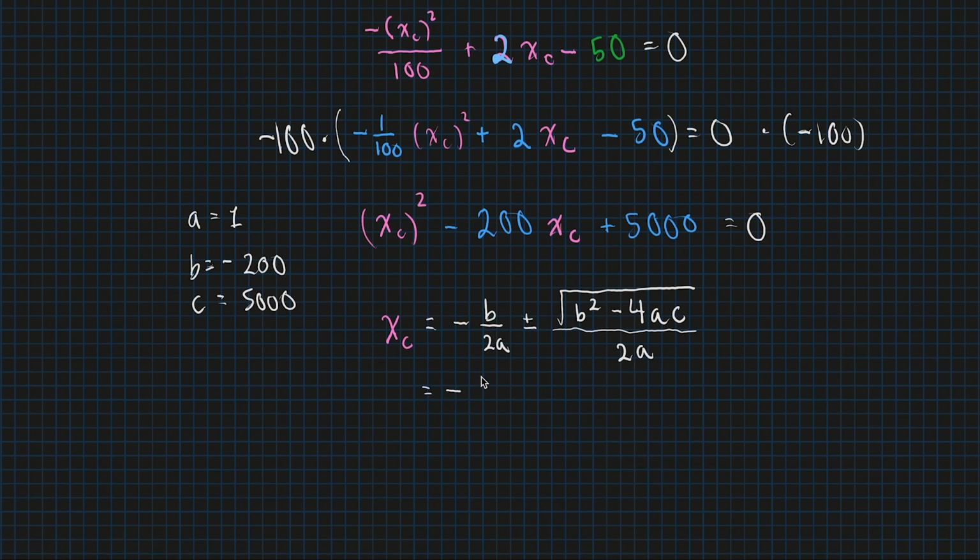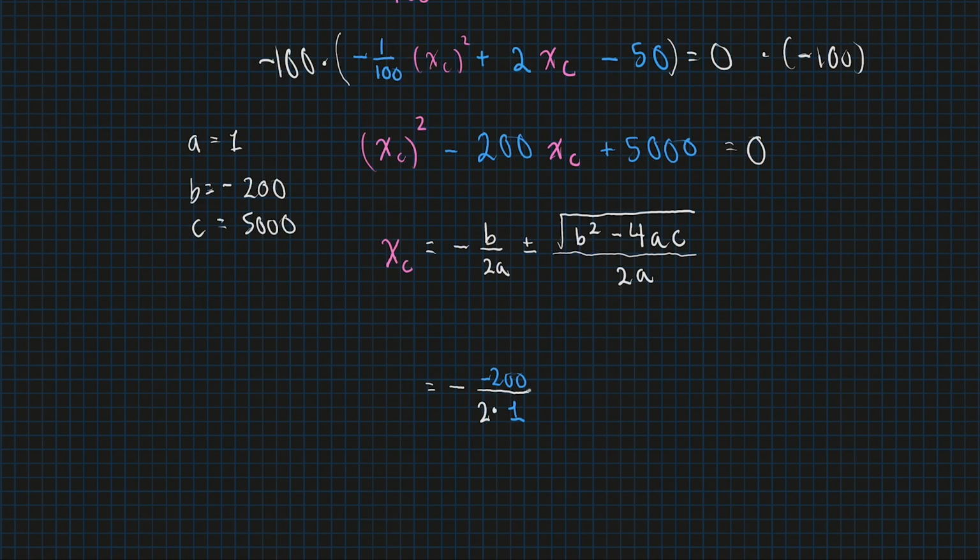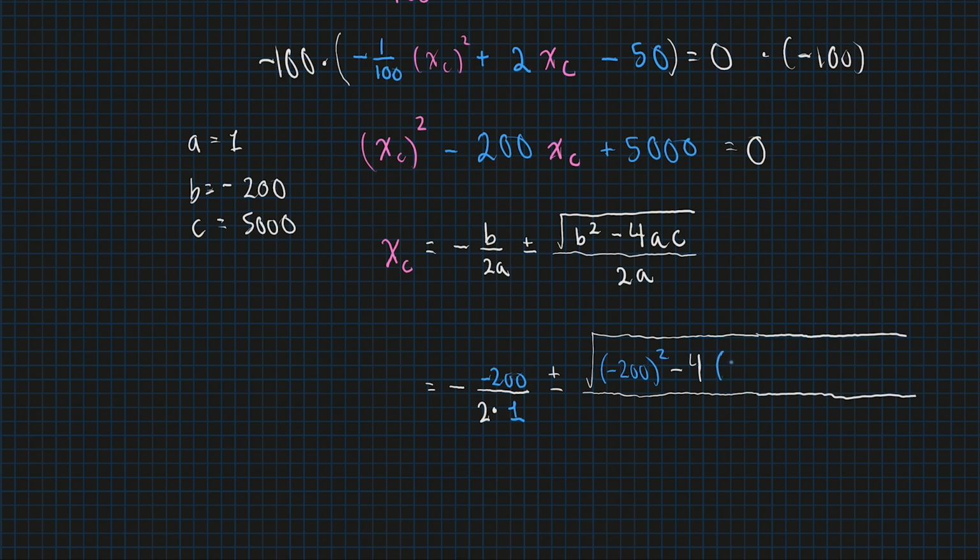All right, so we have negative, and I'll do our a, b, and c in blue so it's easier to see. So b is negative 200, and then we have 2 times a. Well, our a is just 1, but I'll write it anyway so you can see, and I should probably move this down a bit. So we've got plus or minus the square root of negative 200 squared minus 4 times a, which is just 1, times c, and c is 5,000. And of course, that's all over 2 times a, and a is 1. All right, now the rest of this is just arithmetic.